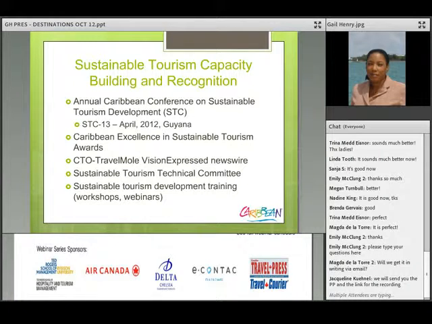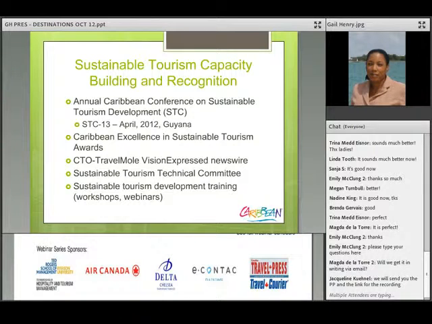We also try, as I mentioned, to recognize and reward good practices in sustainable tourism. And we've been doing that through our Caribbean Excellence in Sustainable Tourism Awards. And in fact, we've just expanded it to include a number of different areas in terms of the tourism sector. We've expanded to include accommodation, community, heritage, special events, wild and marine life, as well as giving individual awards as of next year.